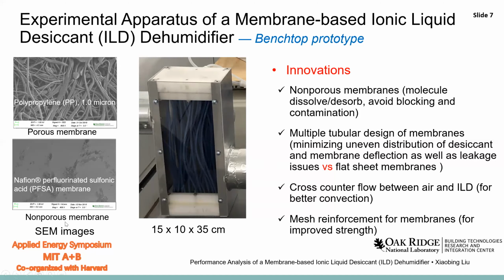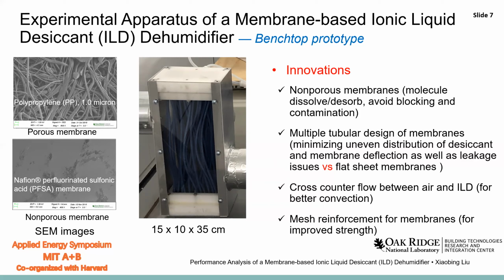The left two figures show the SEM images of the membranes. The figure below is the non-porous membrane we used. Compared with the porous membrane, there is no air gap inside the non-porous membrane, and the surface of the non-porous membrane is also smooth. So it can avoid the blocking and the contamination. And the membranes also adopt the multiple tubular design to minimize the uneven distribution of desiccant solution and leakage compared to the flat sheet membranes.